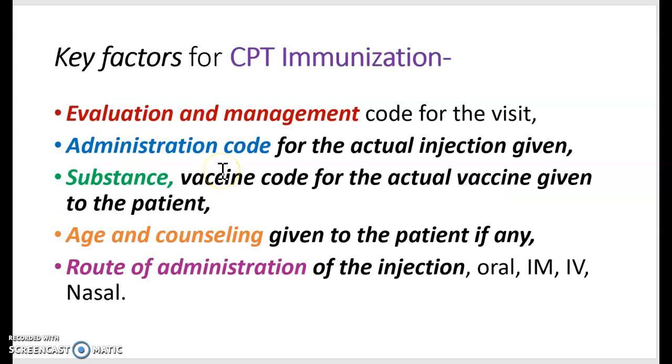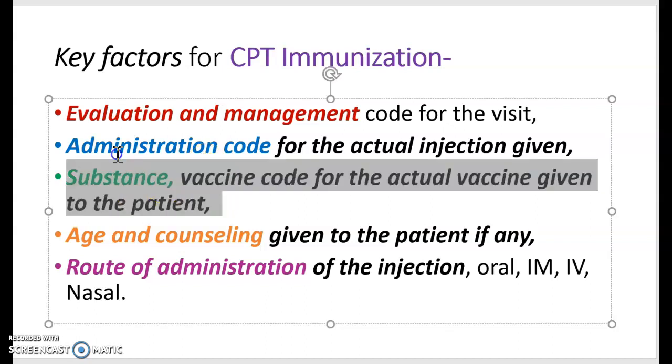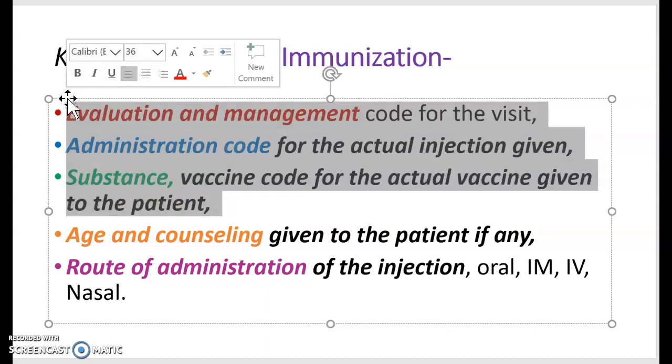Key factors for this case scenario. You are coding for evaluation and management. This is a CPT section. You are coding for administration, which is the section from your medicine. And the substance, which is the vaccine, the actual substance given to the patient. So we have 3 codes that you need for the scenario.